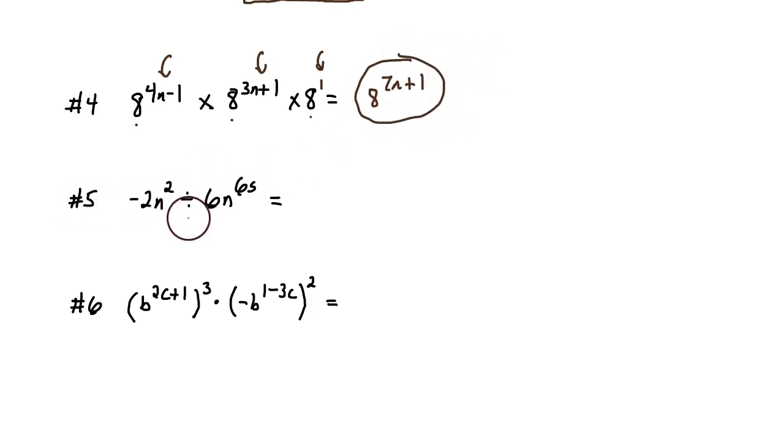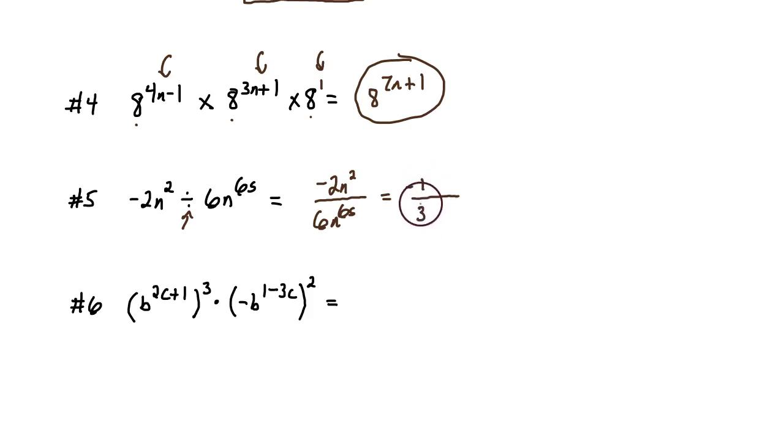Number 5, this time we have a division problem. Let's write this with a numerator and denominator. So we have the negative 2n squared on top over 6n to the 6s on the bottom. Now let's reduce. Negative divided by positive is negative. 2 over 6 reduces to 1 over 3.